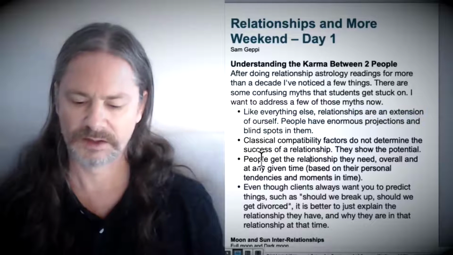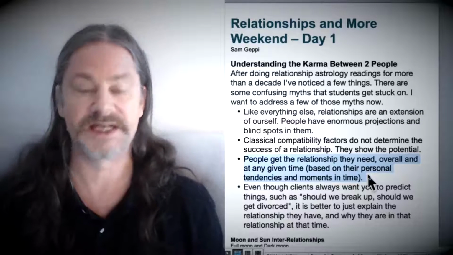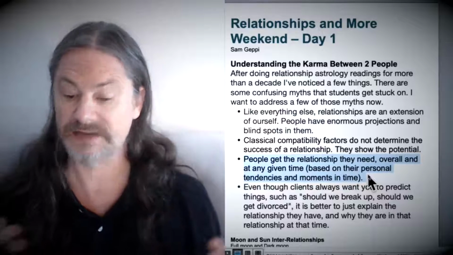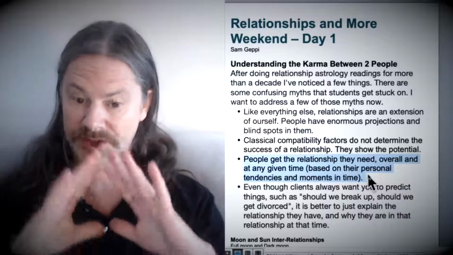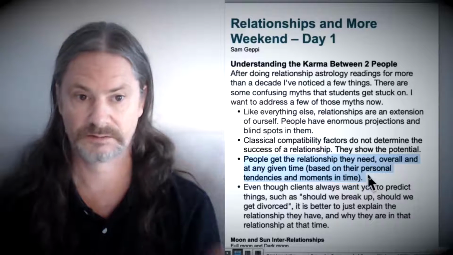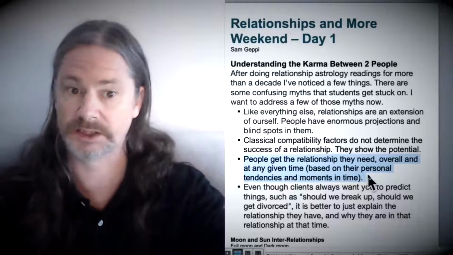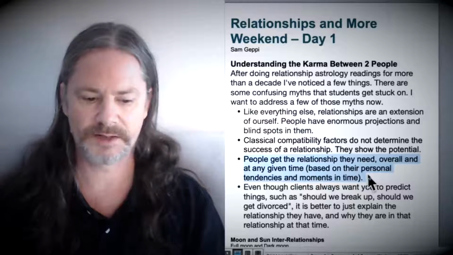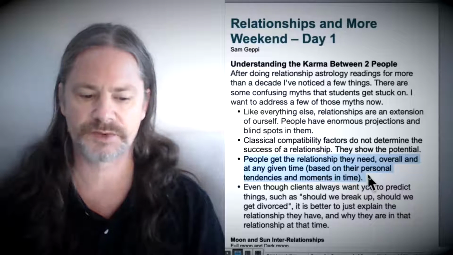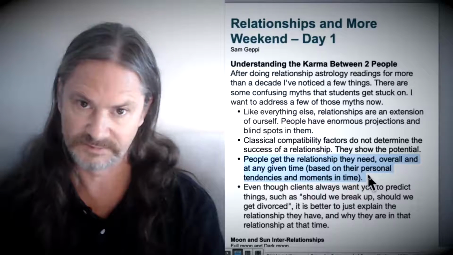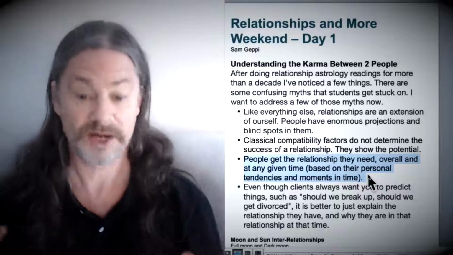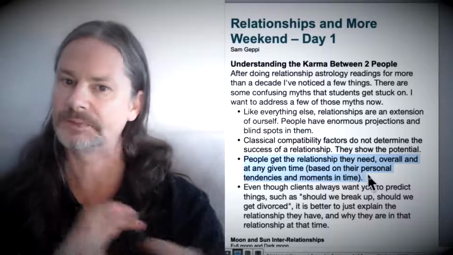Which leads to this one, which says people get the relationship they need overall and at any given time, based on their personal tendencies and dashas, or moments in time. So again, we're looking at someone at a moment in time. That moment in time is a part of the larger aggregate of the person's karma. So how do we zoom in and zoom out of these things, right? The zooming out part has to do with looking at the chart in general. In general, you have these tendencies, but right now you're in Rahu Dasha, so it's this. Right now you're in Venus Dasha. Right now you're in the Dasha of the 7th Lord, so it's this part. And comparing how those things work.